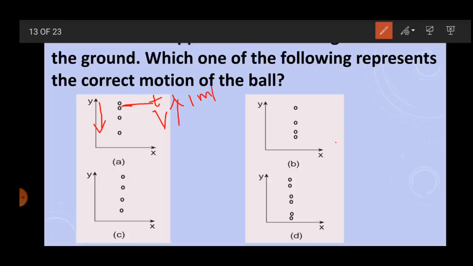is 1 meter per second. After the next instant of time, it is 5 meter per second. The velocity of the particle is 5 meter per second. That is, acceleration also increases. Velocity of the particle increases, acceleration also increases. So at the next instant of time, velocity of the particle is 10 meter per second. So this is possible. So students, the answer is option A. It is the correct motion of the ball.